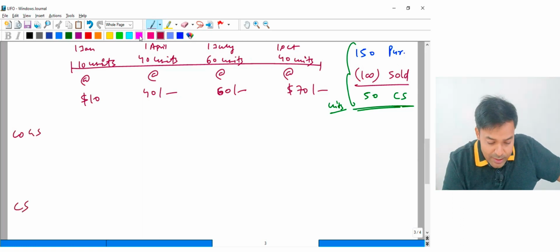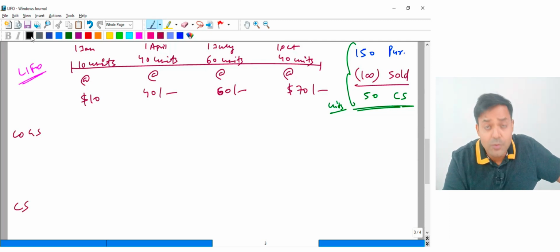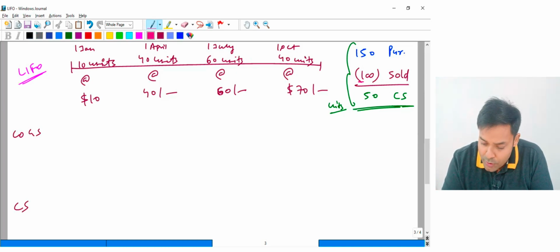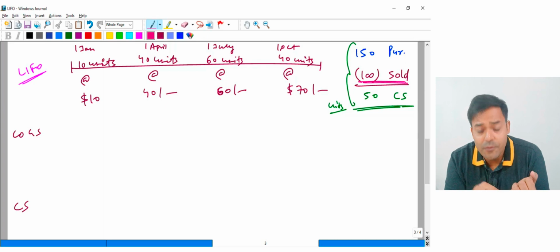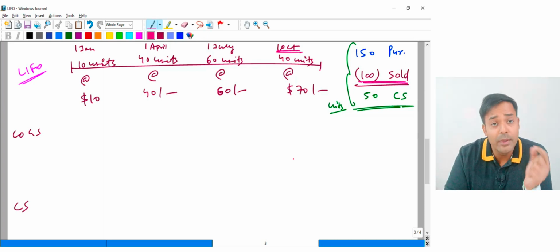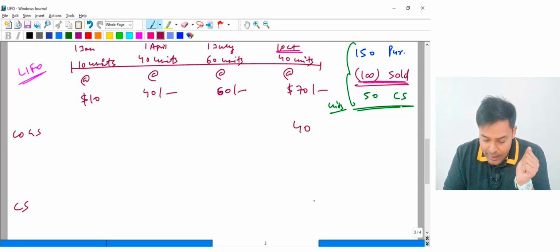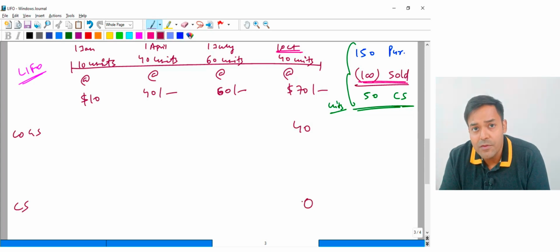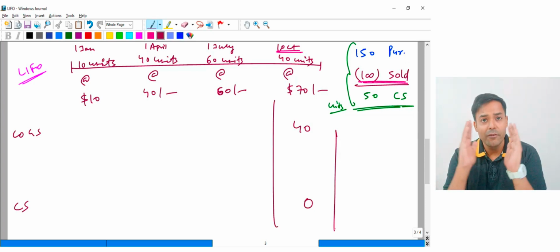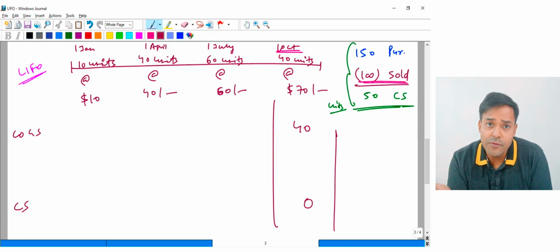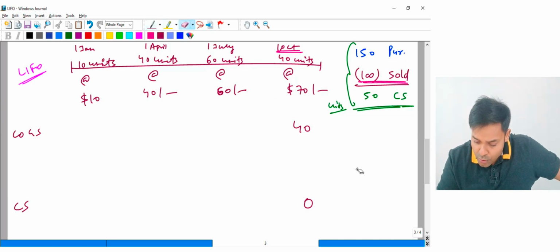It's LIFO, last in, first out. That means whatever came last will go first. So first we start with the 100 units sold. Whatever you purchased on 1st of October will go first. So 40 would be gone from here and nothing is left. I discussed this in the last video as well. Whenever we are looking, always look in isolation at that particular date. So just look at 1st of October, nothing else. On 1st of October, whatever you purchased, 40 units, has been sold. That means nothing is left, 0. That's why closing stock is 0.